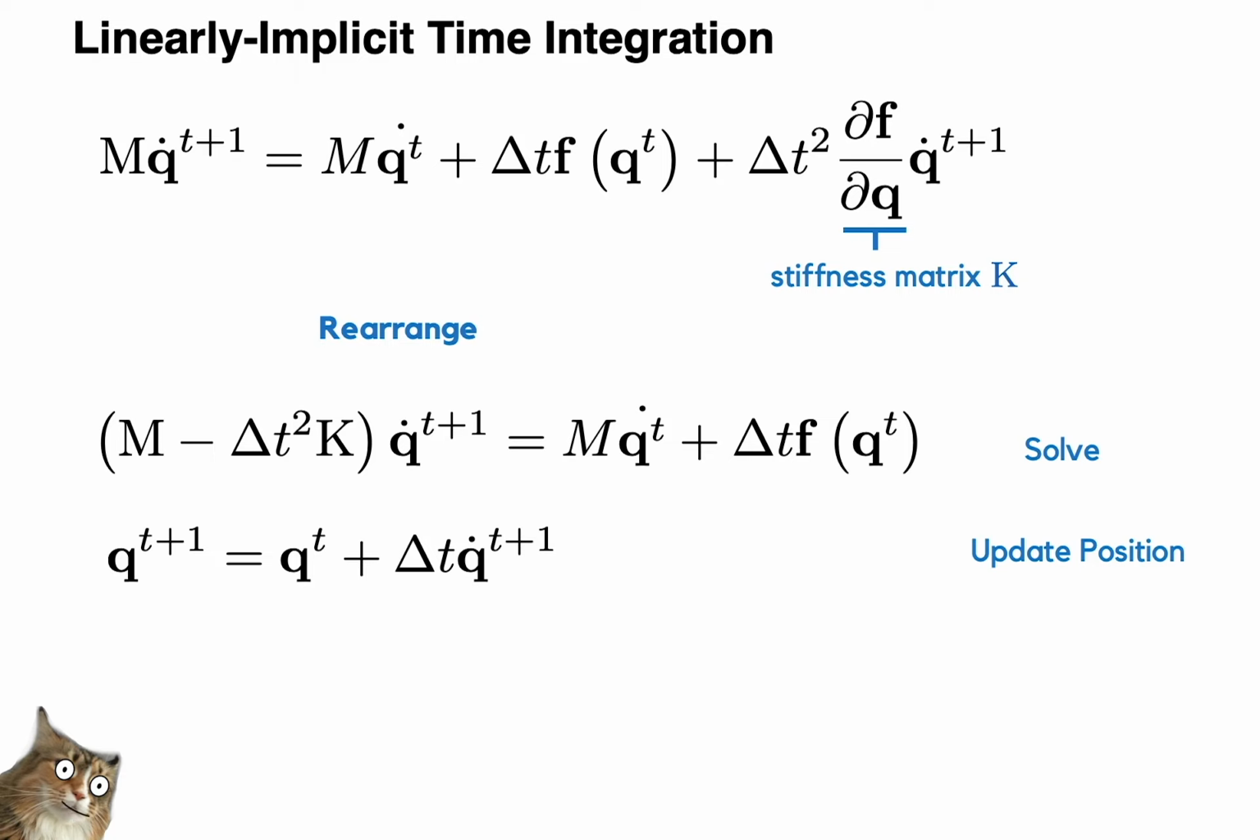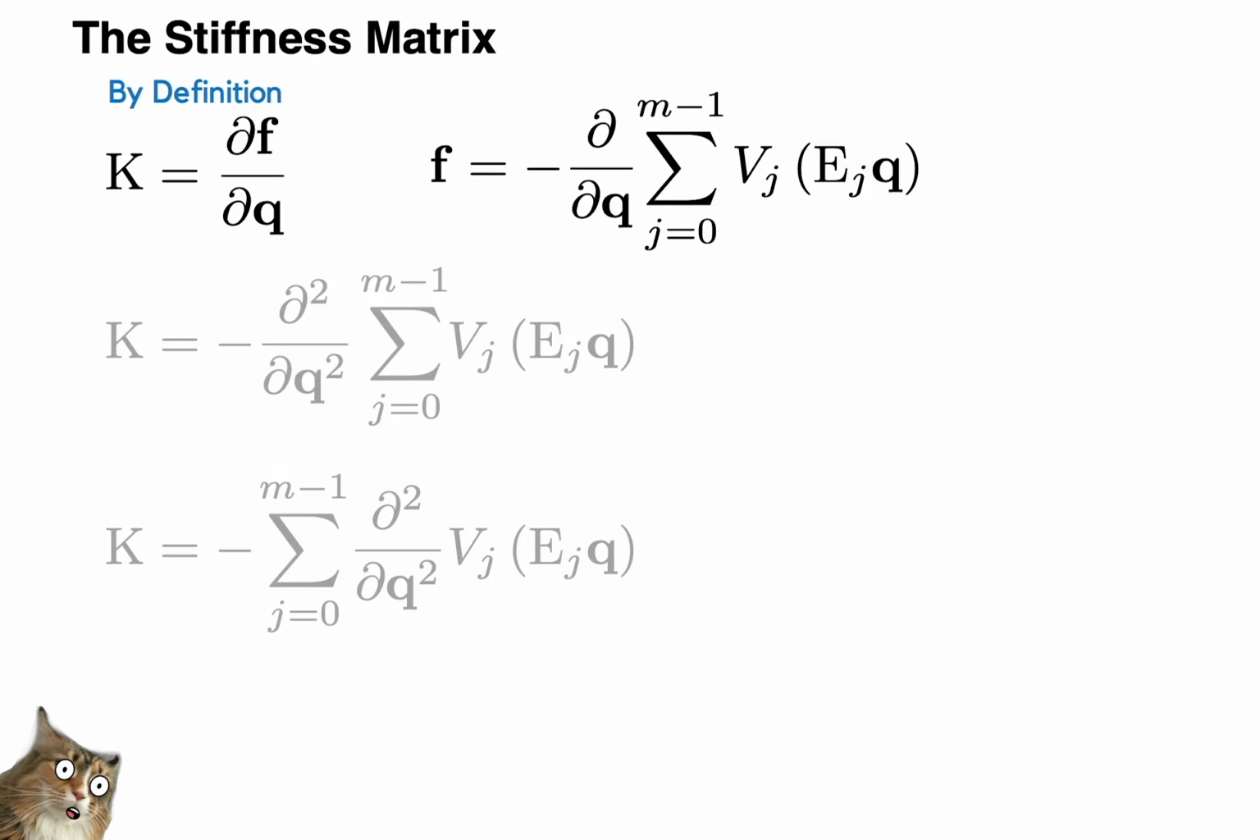An important aspect in implementing this time integrator is understanding how to build our new stiffness matrix term. So let's have a look at how to do that next. We start with the definition of the stiffness matrix and the generalized forces. And from this, we can see that the stiffness matrix is really the negative Hessian, the matrix of second derivatives of the potential energy.